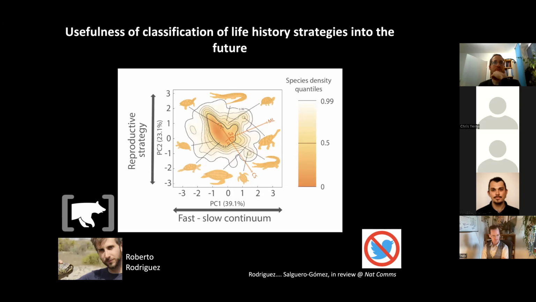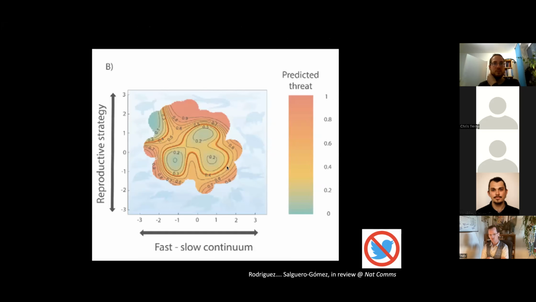In reptiles, the same answer comes out. There's an axis that explains about 40%, that's the fast-slow continuum. And there's another axis that explains about 23%, and that's the reproductive strategies axis. But we also wanted to evaluate, interfacing with IUCN and other information that we have got access to, what regions of that two-dimensional area are more likely to go extinct based on different human threats.